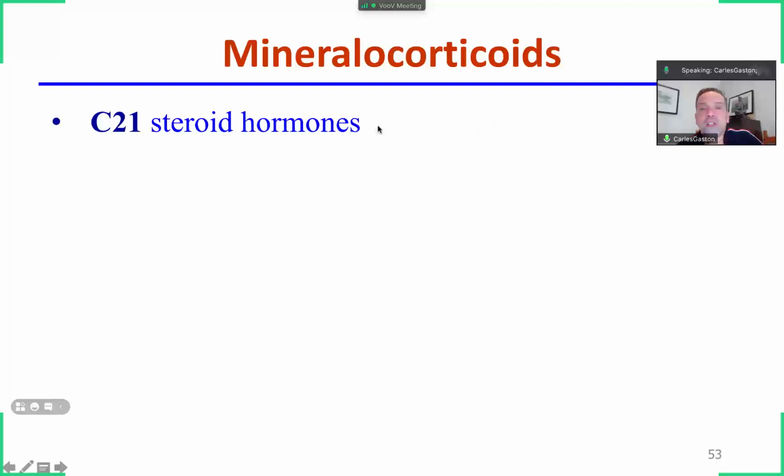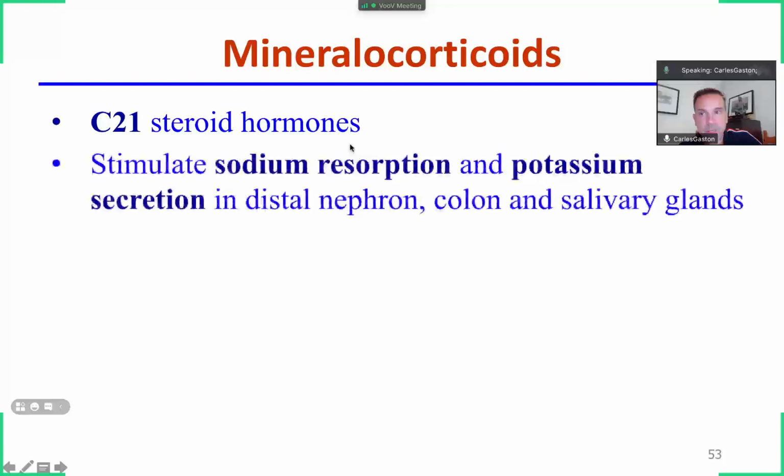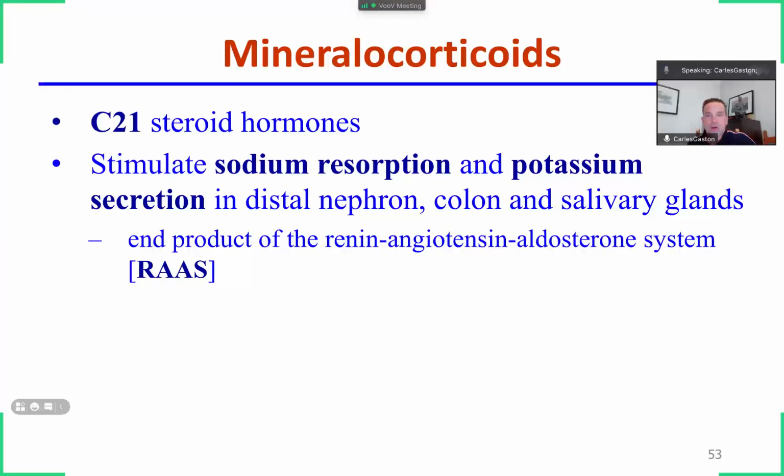So mineralocorticoids, C21 steroid hormones, stimulate sodium resorption and potassium secretion in the distal nephron, colon, and salivary gland. This is very, very important because otherwise it leads to dehydration, right? And we need to have homeostatic regulation of this in the blood, okay?